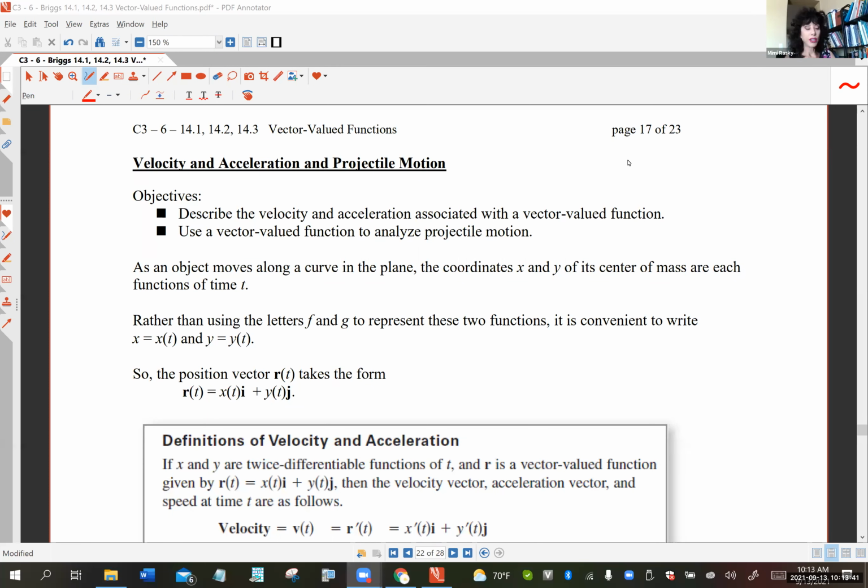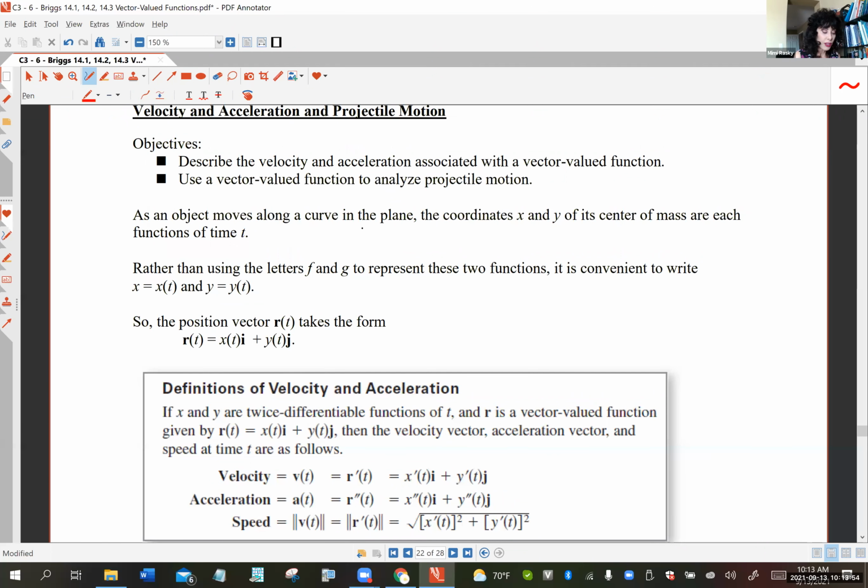So we're going to take a look at velocity and acceleration and projectile motion. All three of these concepts have to do with vector valued functions. So it's a great application. As an object moves along a curve in the plane, that would be 2D, the coordinates x and y of its center of mass are each functions of time t. And I'm sick of using the letters f and g to represent the two component functions, so I'm going to use x of t and y of t instead.